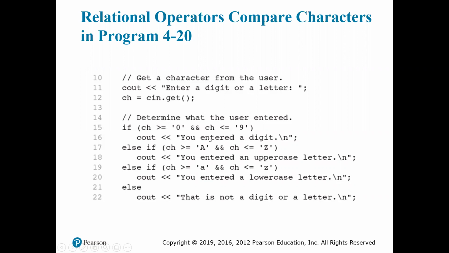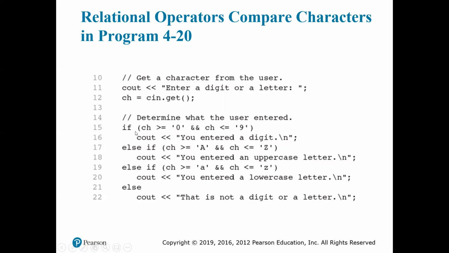And so then you can see if it's a digit, for example, and if it's between a capital A and a capital Z, it'll say you entered an uppercase letter. And then if it's between lowercase a and lowercase z, it'll say you entered a lowercase letter. And then if it can't find any of this, it'll say it's not a digit or a letter. So if you put a different symbol in there, for example, then it'll tell you it's this else.